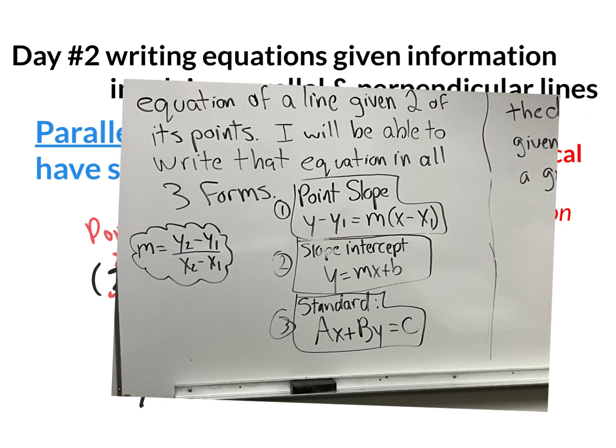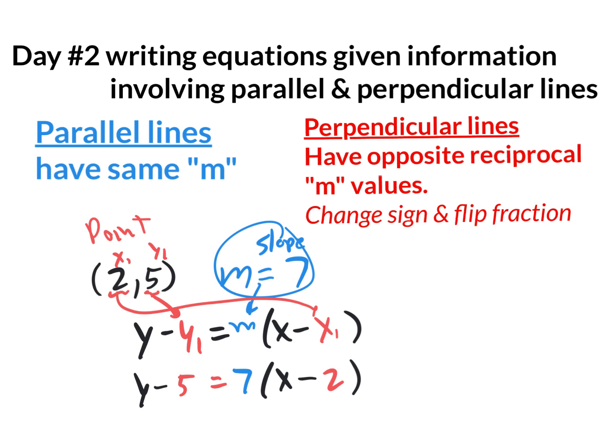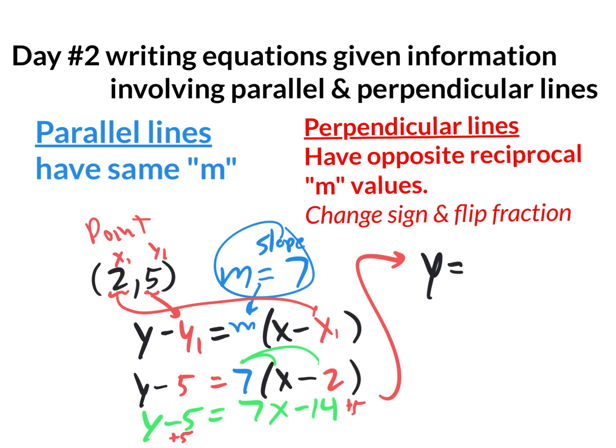So on this particular example, you guys gave me a point, you guys gave me a slope, and we wrote it in point slope form. If I ask for it in slope intercept, all you have to do is distribute the 7. So 7x minus 14, you have the equal sign, you have y minus 5, and then all you do is get rid of the minus 5 by doing plus 5 and plus 5. I ran out of space, so your slope intercept form equation would be y equals 7x minus 9.